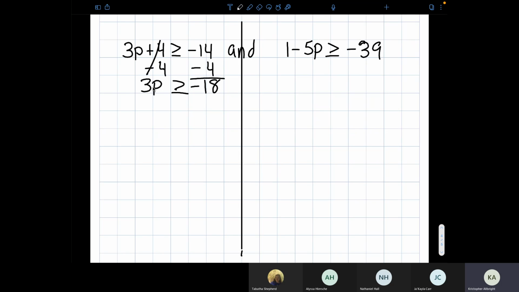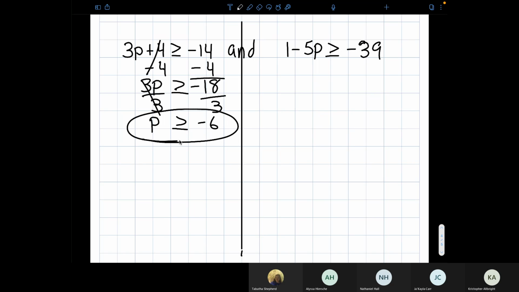We end up with 3p. Divided by 3, divided by 3. Still no division by a negative, so our sign stays the same. So we're going to end up with negative 6. P is greater than negative 6. So we're good here. Now we need to work on the right side.